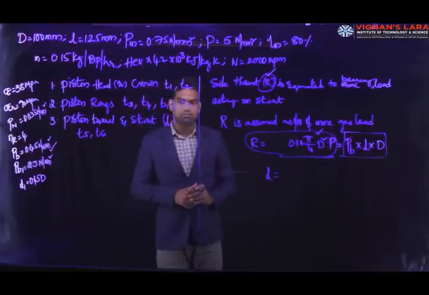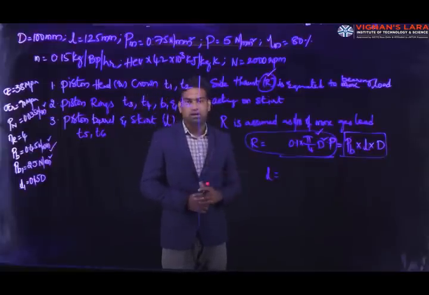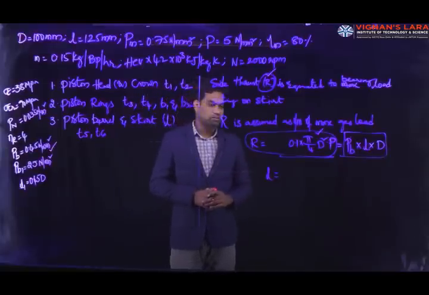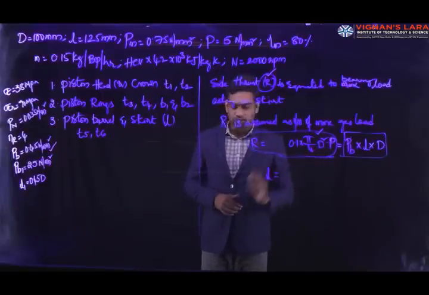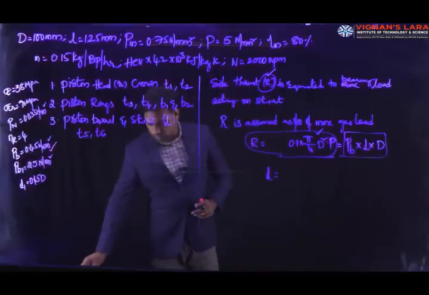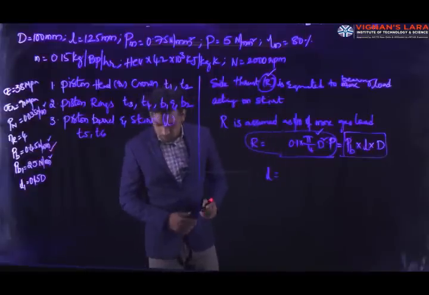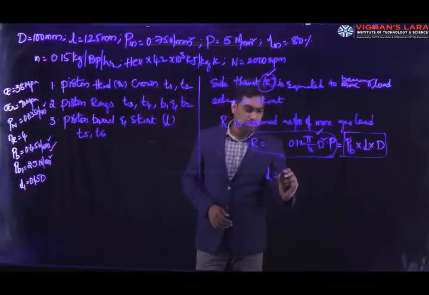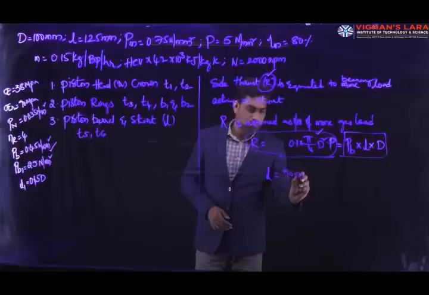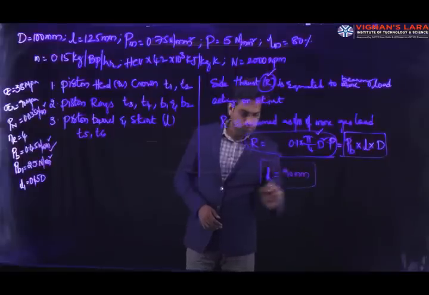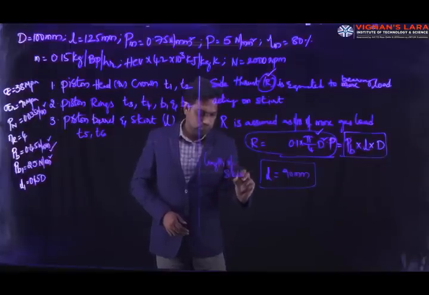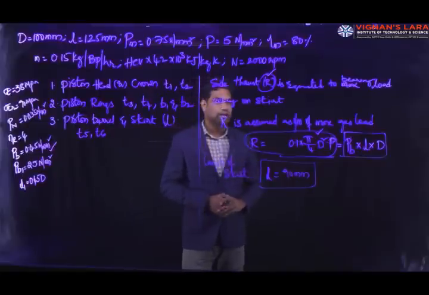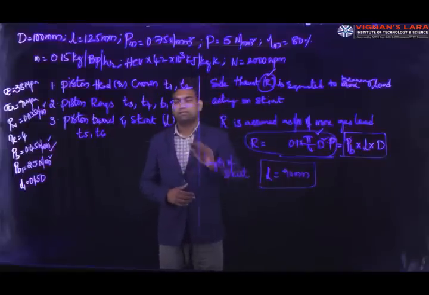That is an assumption we take based upon the capacity of the engine. By substituting all these values, we can calculate the skirt length. Substituting all the values, the skirt length L I get is 90 mm. So that is the length of skirt L equal to 90 mm. That is the dimension for the skirt.